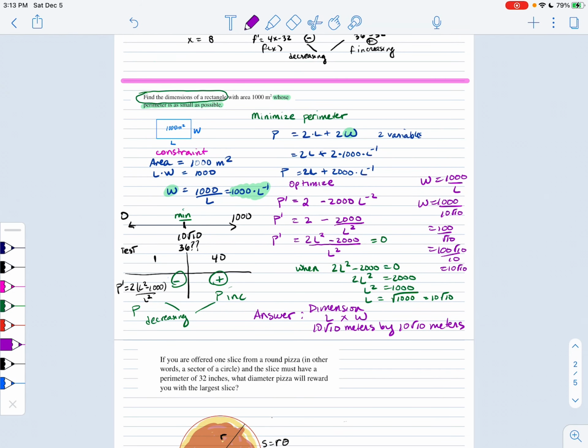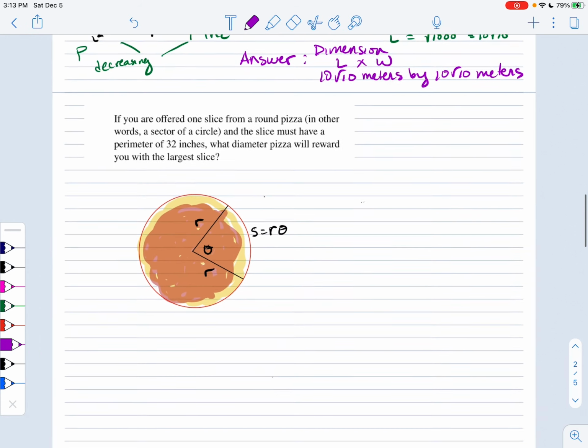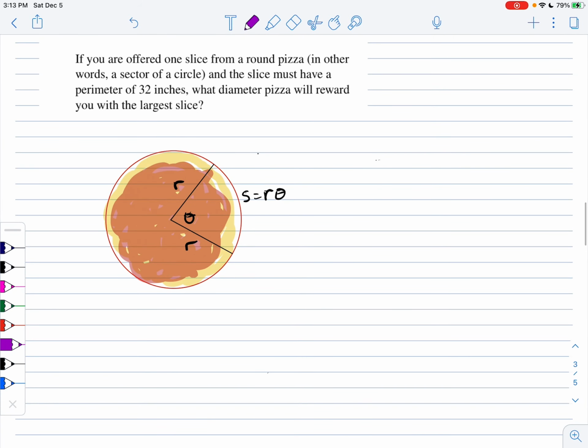Good. All right, now let's move on to some fun stuff. Let's say you are offered a pizza, or one slice from a round pizza, in other words, the sector of a circle, and the slice must have perimeter of 32 inches. What diameter pizza will reward you with the largest slice?